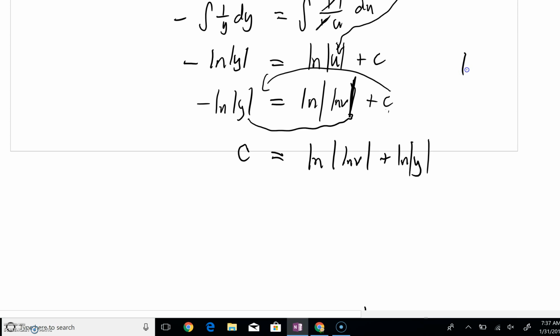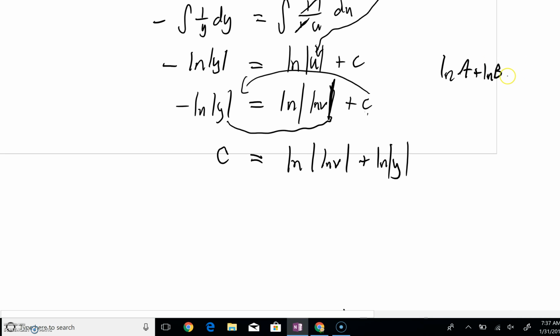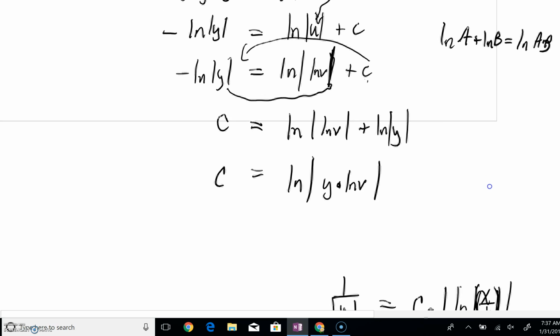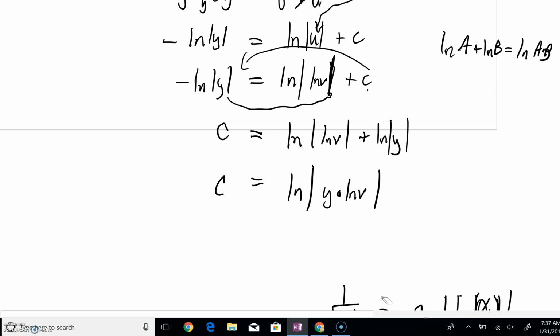Some of you can see what we're doing already. When I've got the ln of a plus the ln of b, that can get condensed into the ln of a times b. So this is an alternate way to punch this out. That's going to be y multiplied to the ln of v. Look at that. Why might that be a little bit easier? Well, my goodness, hopefully you can see what we're talking about right now. This got cleaned up in a hurry.